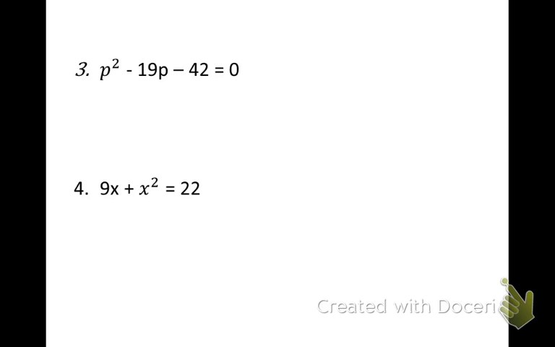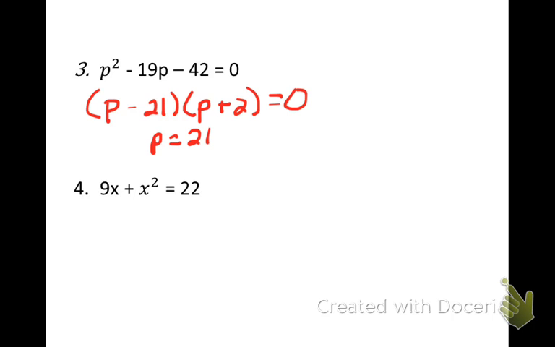Again, it's already set equal to 0, so all we need to do is factor it first. So factors of p squared, sorry. Factors of 42, again, the signs are going to have to be different to give us a negative, and we want to be able to subtract them and get 19. So it's going to be 21 and 2. The bigger number needs to be negative, so minus 21 plus 2. So that's going to give us p equals 21 or negative 2.